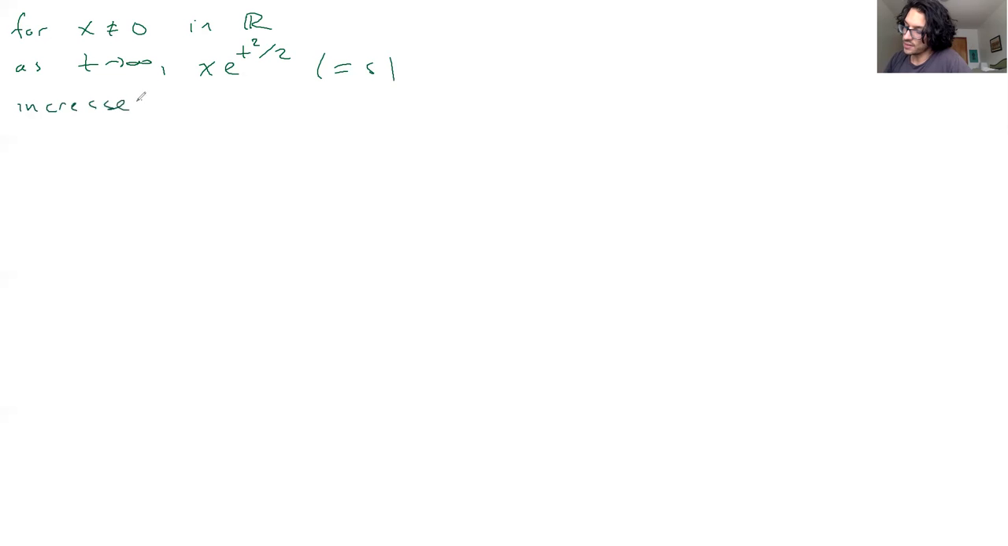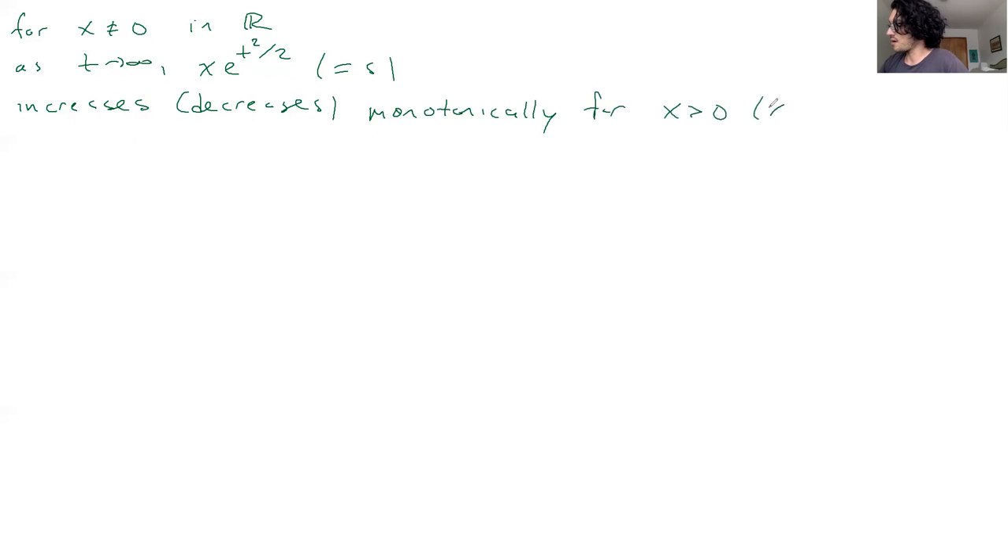let's jump to a clean slide. We can note that for all x not equal to 0 in R, as t goes to infinity, x times e to the t squared, which is equal to s, increases, or conversely decreases, monotonically, for x greater than 0, or for x less than 0.